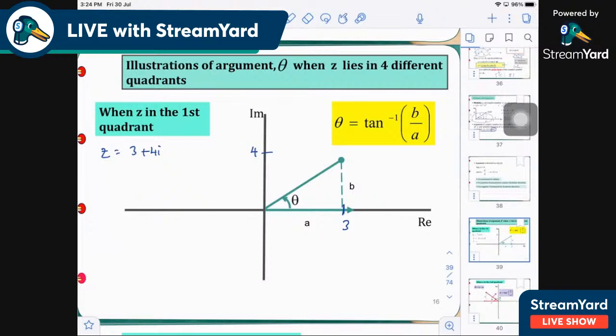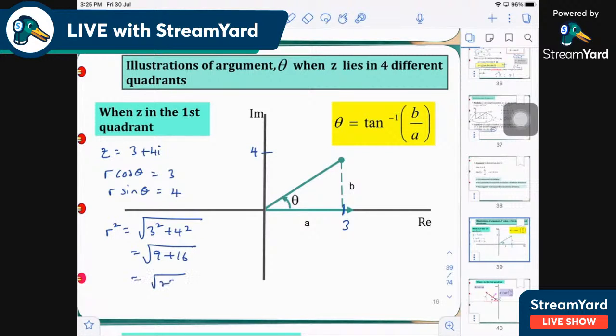Okay, we know this already. So from there, I can write down that r is the square root of 3 square plus 4 square, which is the square root of 9 plus 16, which will give me the square root of 25, which is 5. Done. Can everybody understand that? Any problem? Because r is length, from there I can get the length already. Just be careful, if they put negative 4i, you have to put negative 4 squared, you cannot put 4 square there.